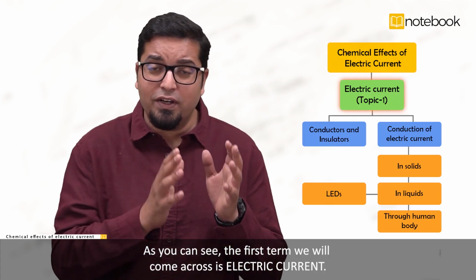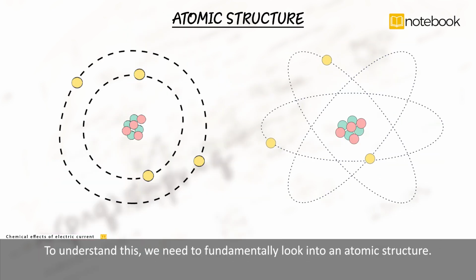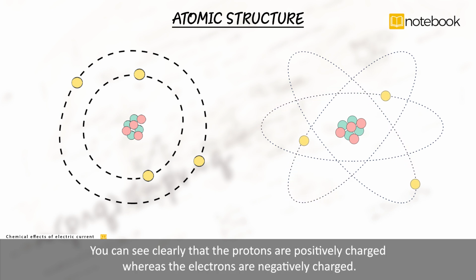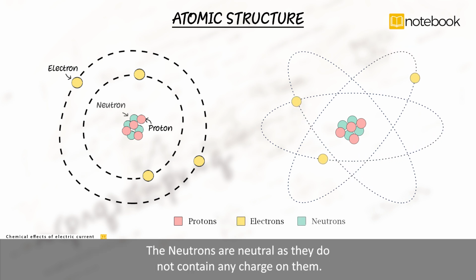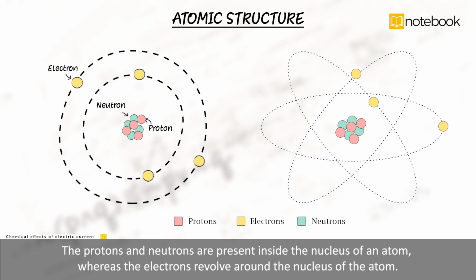As you can see, the first term we will come across is electric current. To understand this, we need to fundamentally look into an atomic structure. You can see clearly that the protons are positively charged, whereas the electrons are negatively charged. The neutrons are neutral and they do not contain any charge on them. Therefore, an atom consists of both positive and negatively charged particles. The protons and neutrons are present inside the nucleus of an atom, whereas the electrons revolve around the nucleus of the atom.